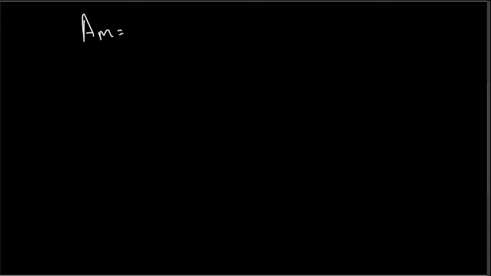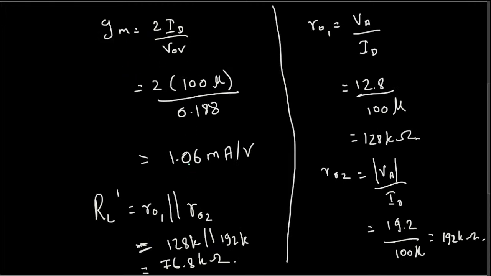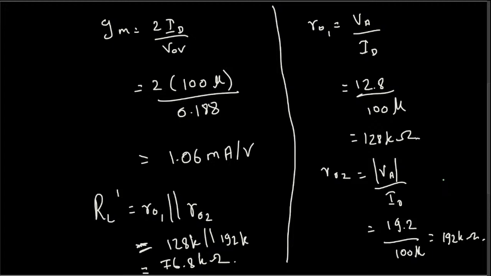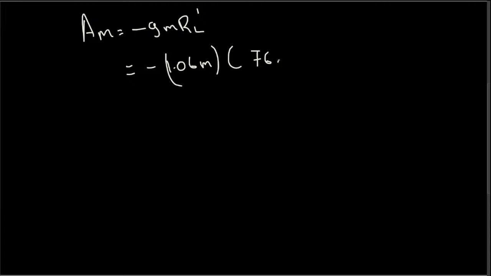And AM is given by negative GM RL prime, and negative, the transconductance we found out is 1.06 milli, and the equivalent resistance we found out is 76.8 kilo ohm resistance. Let's just put the kilo. So milli and kilo cancel each other, and then we just multiply straight. If you multiply, you will end up getting negative 81.4 volts per volt, and this is our gain.